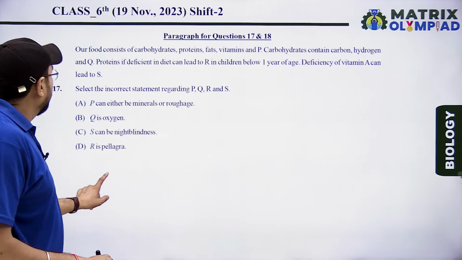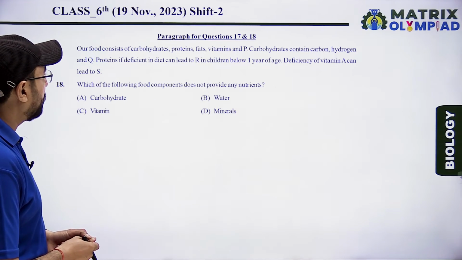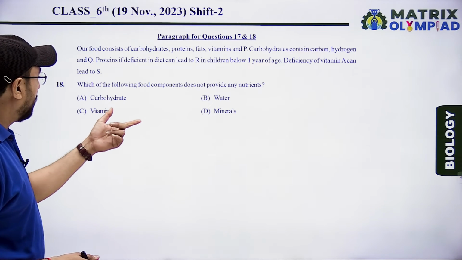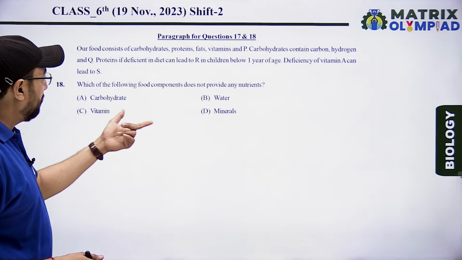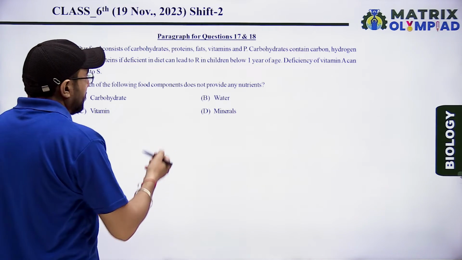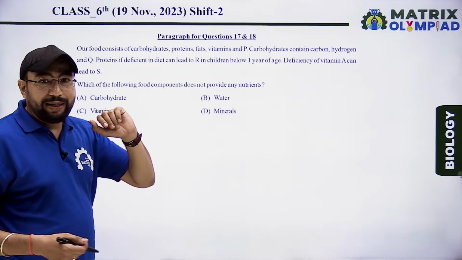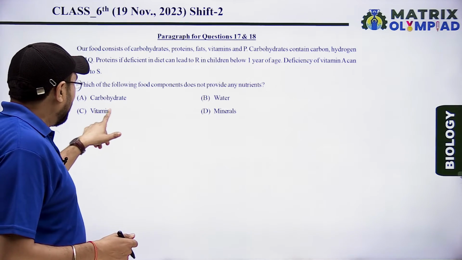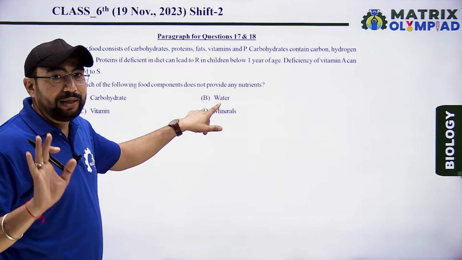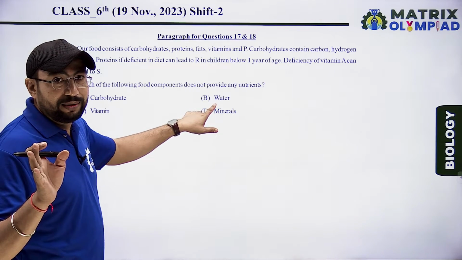Next one is, which of the following food components does not provide any nutrients? Carbohydrate, water, vitamin, and minerals. According to the question, water is the right answer because water does not provide any nutrient. Carbohydrate provides, vitamin provides, minerals provide, but water cannot provide any nutrient. Option B is the right answer for this.